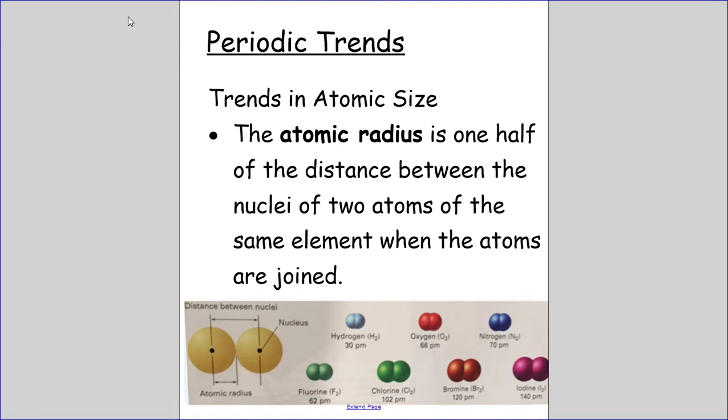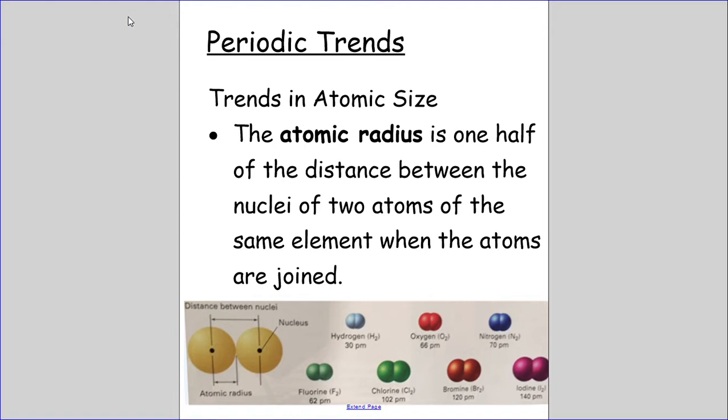When we start to talk about trends in atomic size, what we're going to take a look at is, if we were to look from top down on the periodic table, going down our columns or maybe going across our rows, what is the general trend that occurs? And we'll take a look at a few different ones. So atomic radius is first.